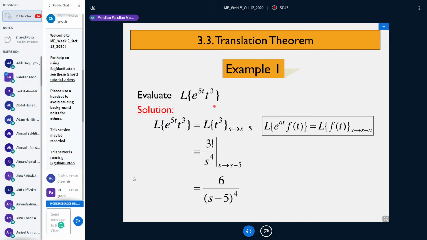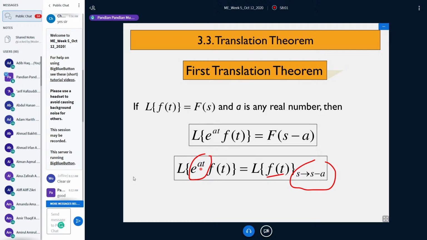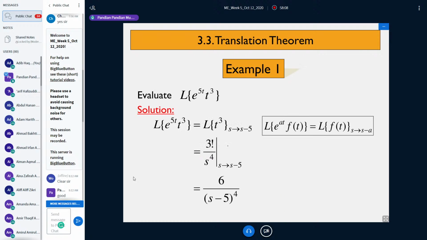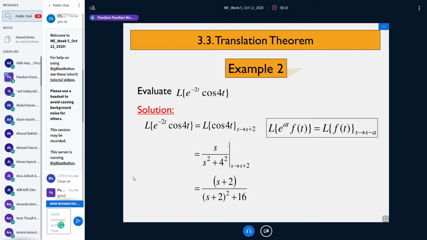This one, Laplace of t^3 is 3 factorial over s^4. Your n is 3, but your s must be s minus 5, because if you look at this formula, your a is 5. So s becomes s minus 5, like that. This is what we call the translation theorem or shifting theorem.